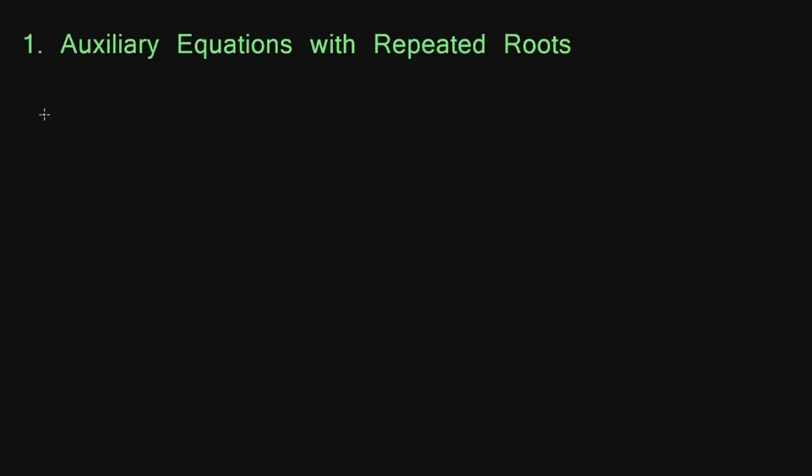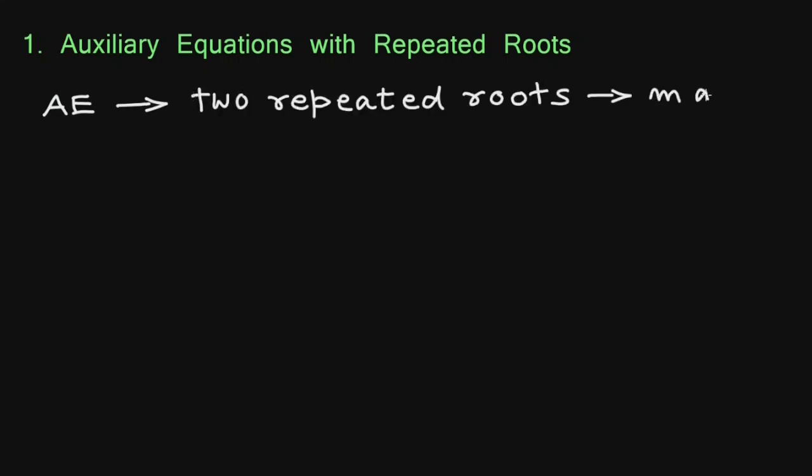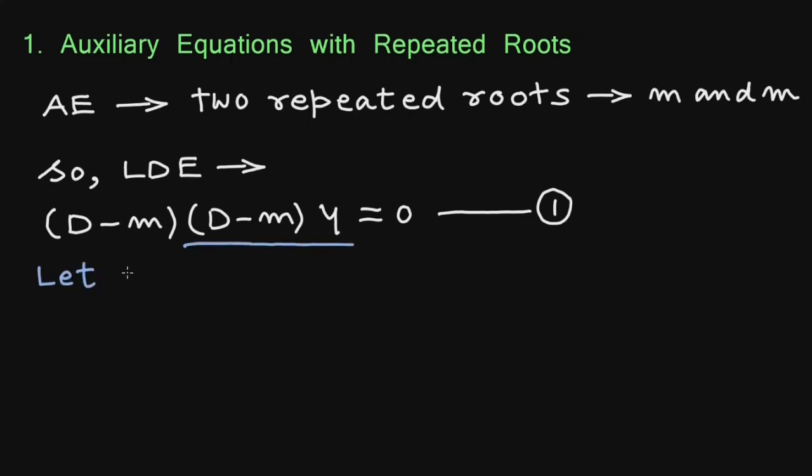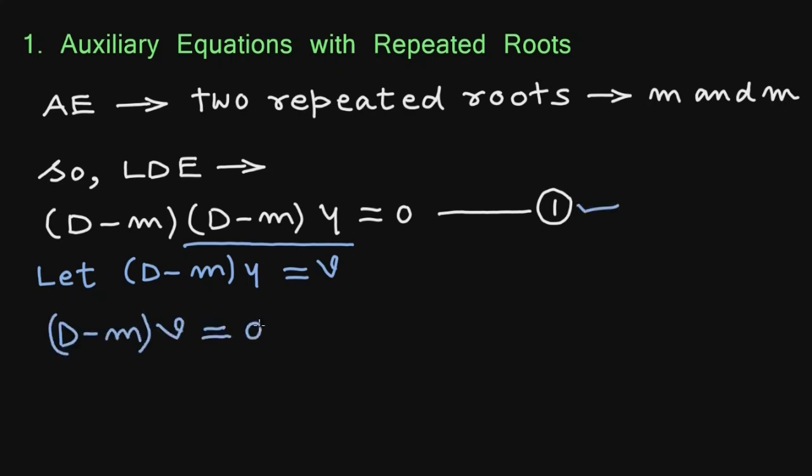Suppose an auxiliary equation has two repeated roots m and m. So the linear differential equation will become (D minus m)(D minus m) y equals 0. Let us name this equation 1. Now let (D minus m) y be v. So equation 1 becomes (D minus m) v equals 0, which is Dv minus mv equals 0.